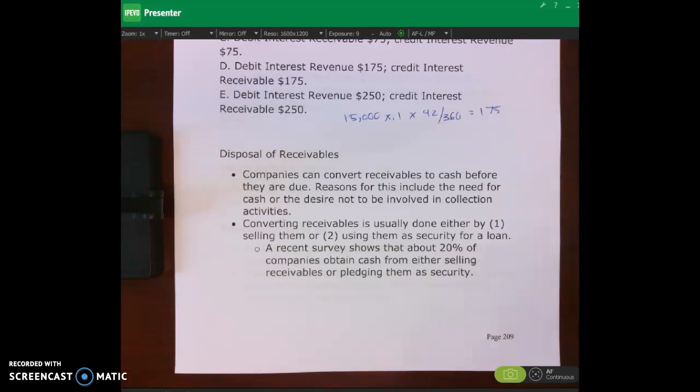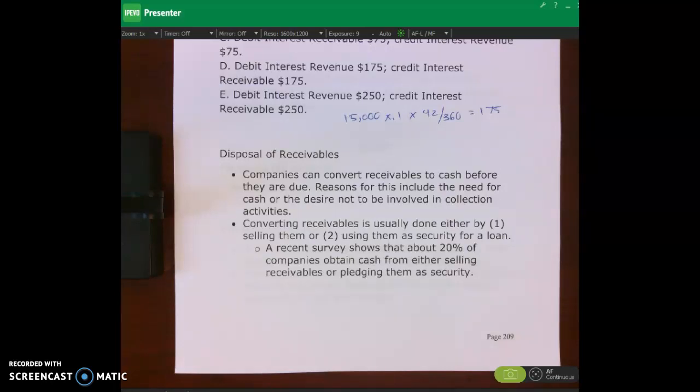So what we're saying is that companies can convert their receivables into cash before they get paid, before they're due. Why would they want to do this? Well, remember, you can't pay your employees in receivables. You have to pay your employees in cash. So they could need cash right away, and they may just not want to deal with the hassles of collecting on the receivables.